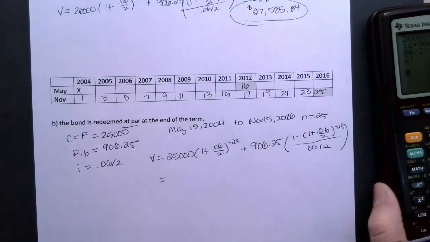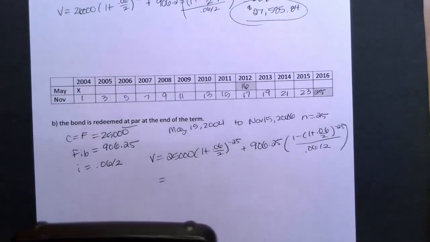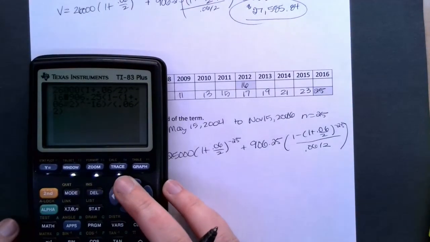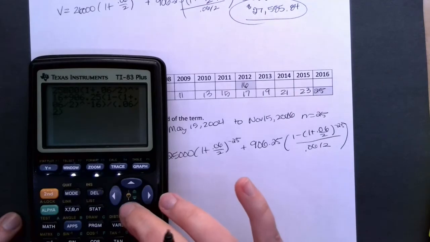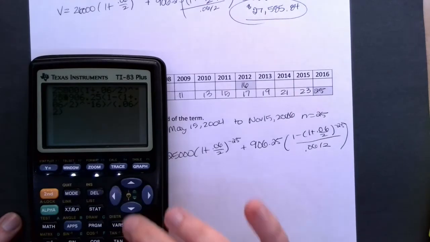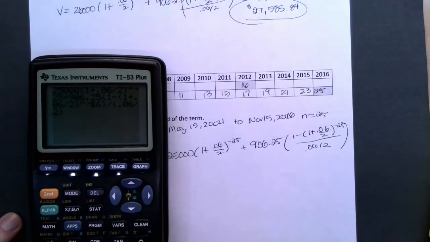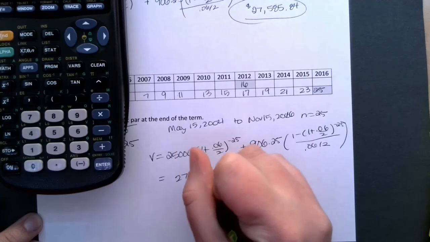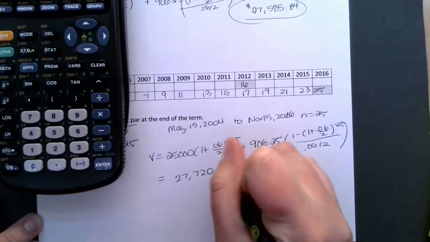When we plug that whole thing into the calculator, I'm just going to take my previous entry and manipulate it so that becomes a 5. This is now 25, and this is 25, because that's the only thing that's changing here. Then for V we get 27,720 and 80 cents.